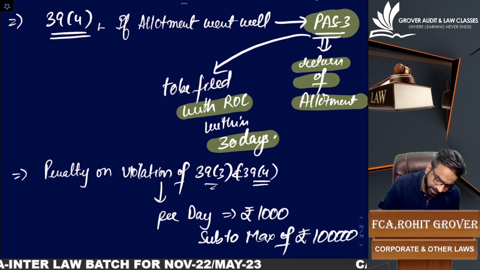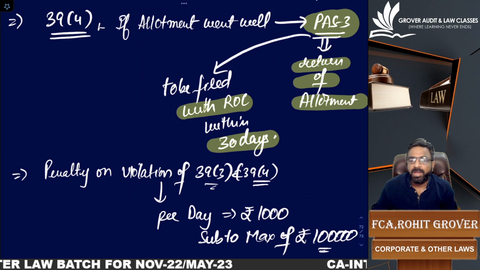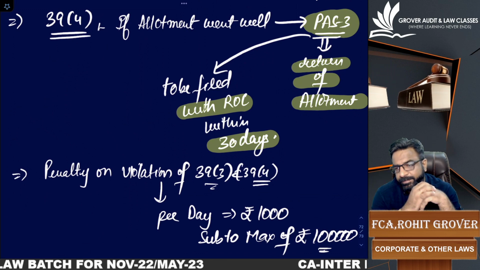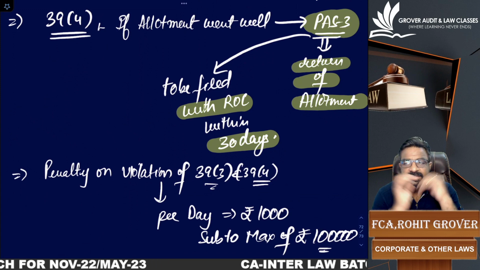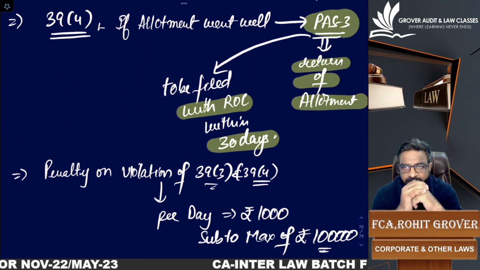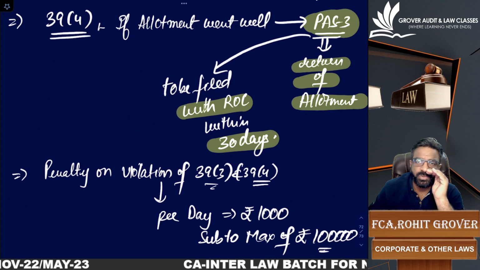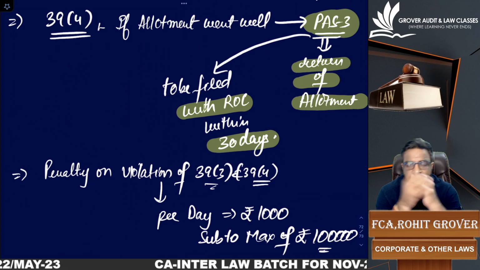Can you tell me what is the meaning of that? Every day of delay will charge you how much money, everyone? ₹1,000 per day. And the total penalty is subject to what? 1 lakh rupees. 1 lakh.